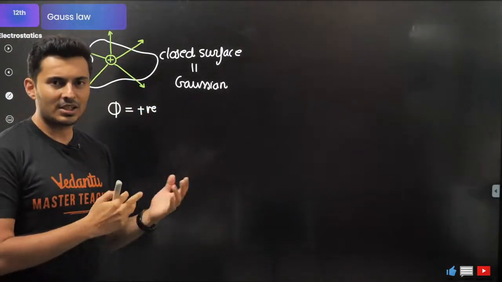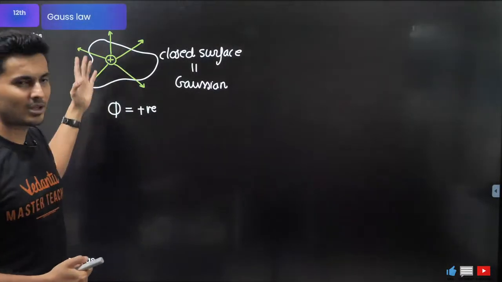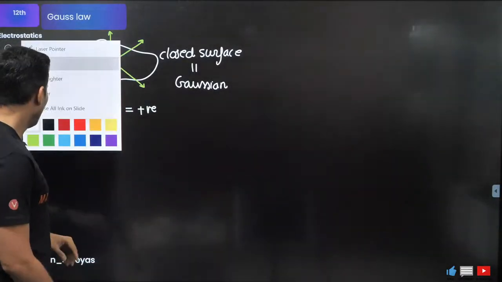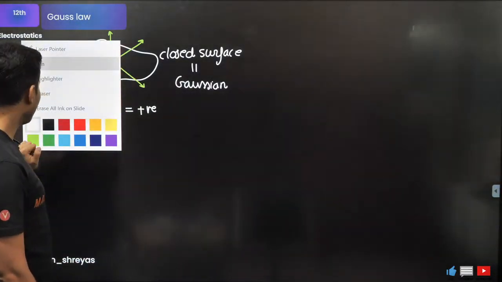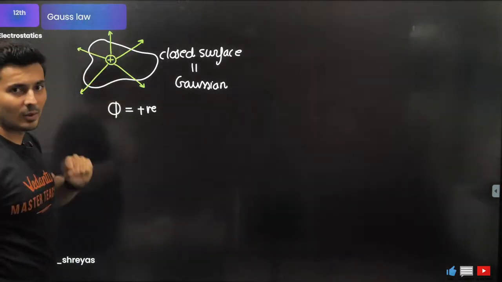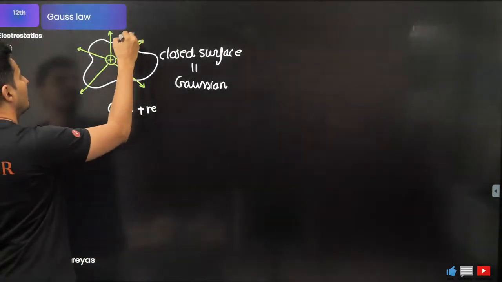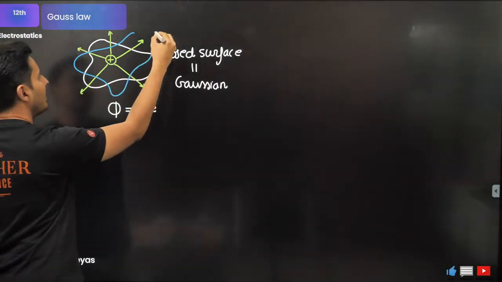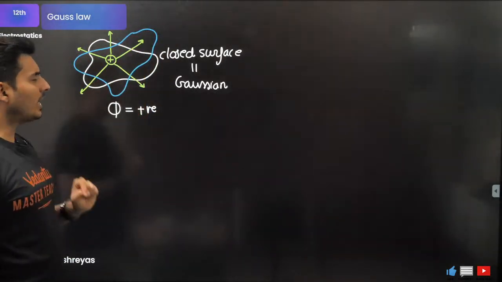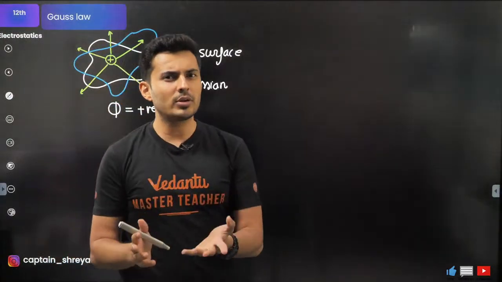Is that right? It's just going to be positive because all the field lines are just coming out. Great. Now, here is what I'm going to do. If I consider some other surface around it, let's say my surface looks like this. Now tell me, is the flux still positive?